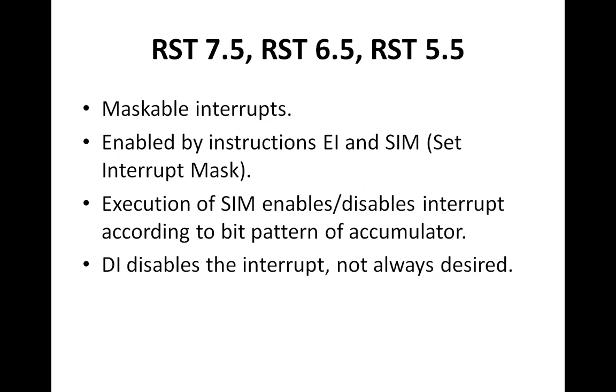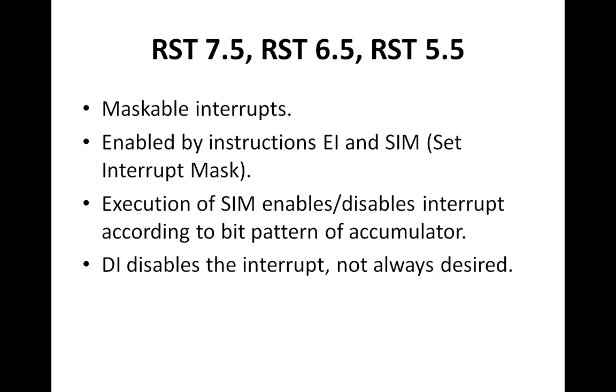The masking of the individual interrupts can be done by enabling the instruction EI as well as set interrupt mask. Set interrupt mask is another kind of instruction which is used for either setting or resetting the individual interrupt lines. Now, the execution of set interrupt mask is going to either enable or disable the interrupt according to the bit pattern of the accumulator. Depending upon the value of the accumulator, we are going to either mask the individual lines or not.